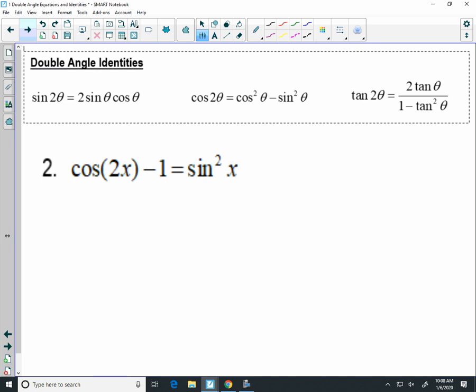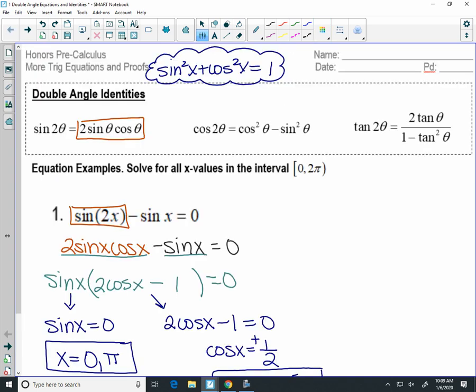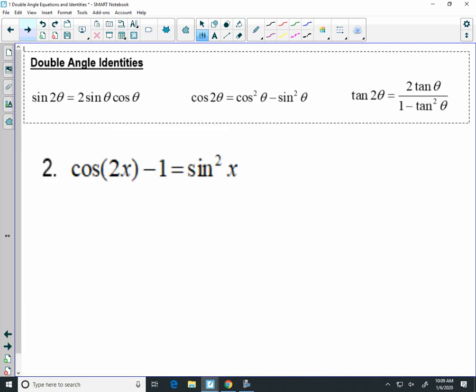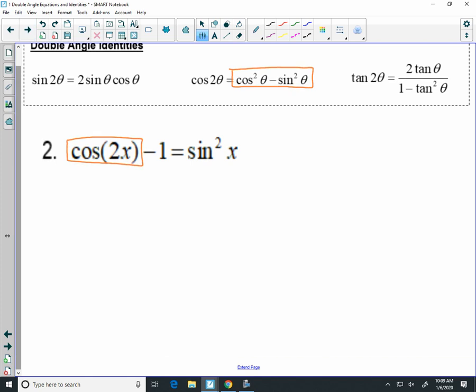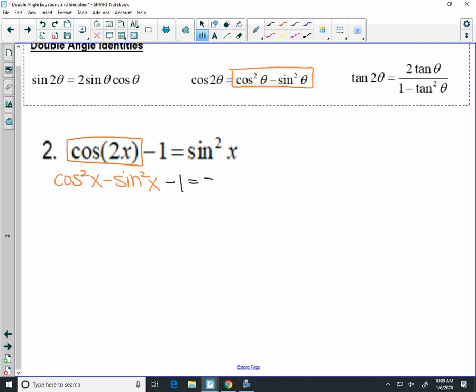So now let's put in cosine of 2 theta, or cosine of 2x. Do you have a question on that one before I move on? No. Okay. Cosine of 2x is the same as cosine squared minus sine squared. And then I'm going to keep everything else the same. Minus 1 equals sine squared.